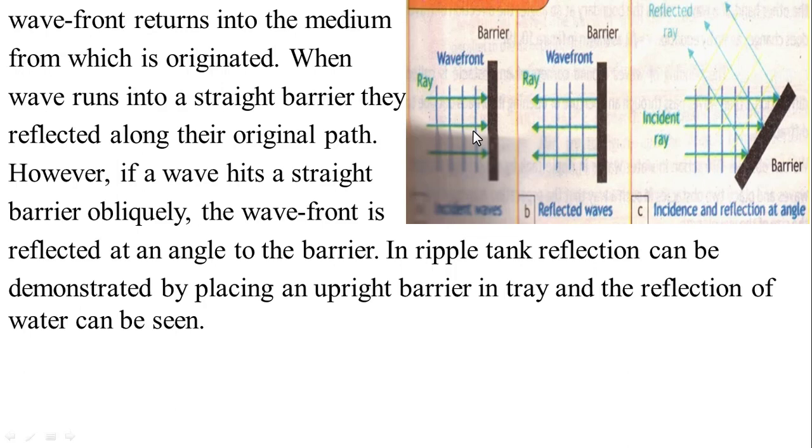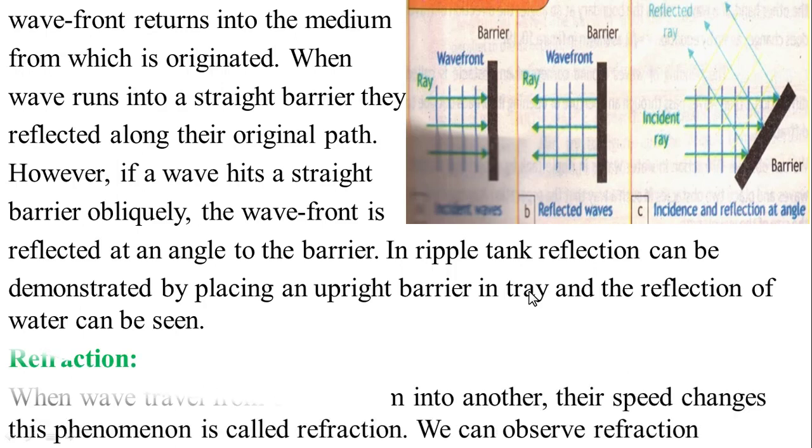In the other case, we can see in diagram C a barrier at an angle to the wave. So there are an angle of incidence and an angle of reflection, but the angle of incidence is always equal to the angle of reflection. So with the barrier upright in the tray, the reflected wave can be seen on the screen.